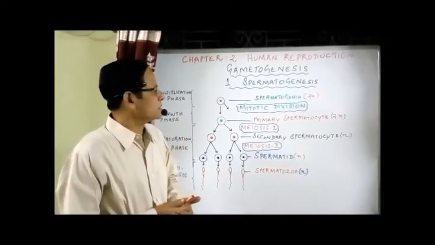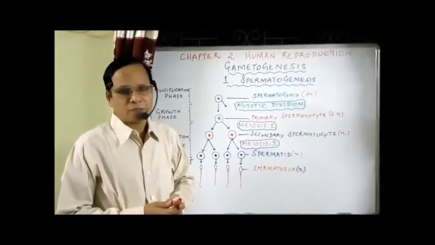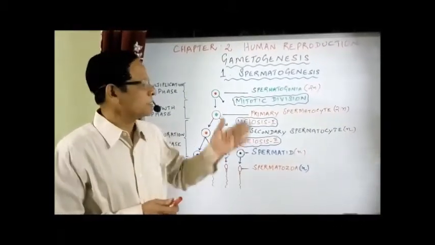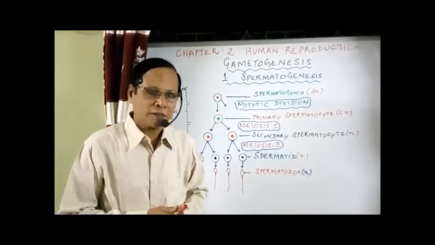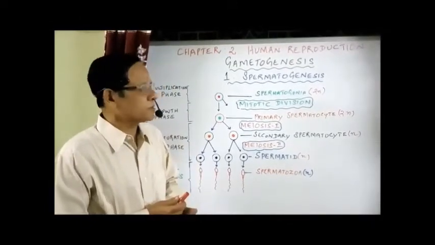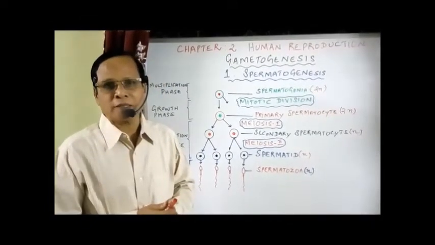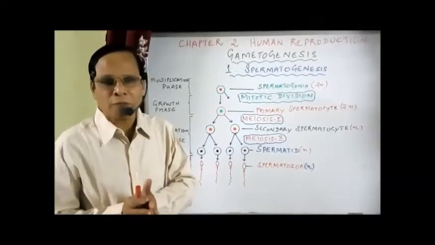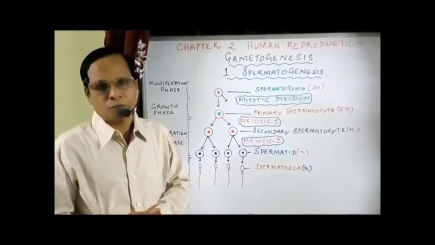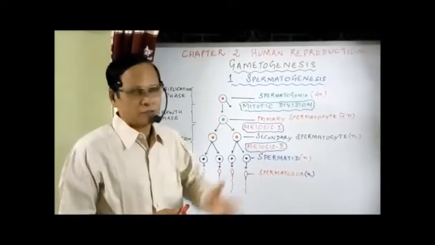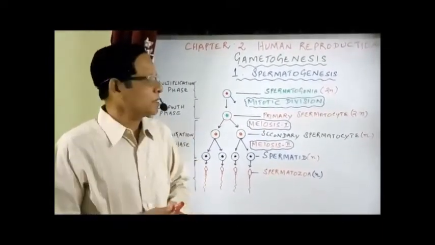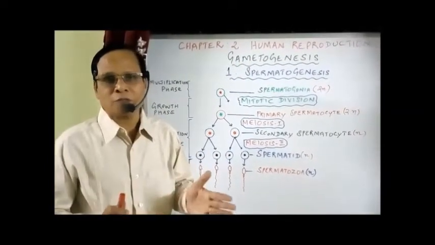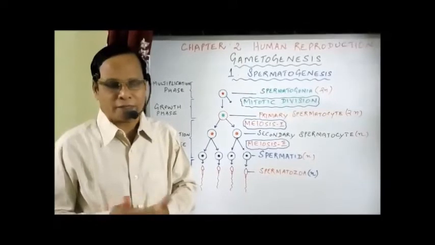The gametogenesis is very important because the continuity of life depends only on the sex cells, namely the sperm and the egg. During gametogenesis, we have meiotic division, that is reduction division. So the meiotic division plays a significant role during gametogenesis. Normally, gametogenesis is a common word, formation of simply gametes, either sperm or egg.